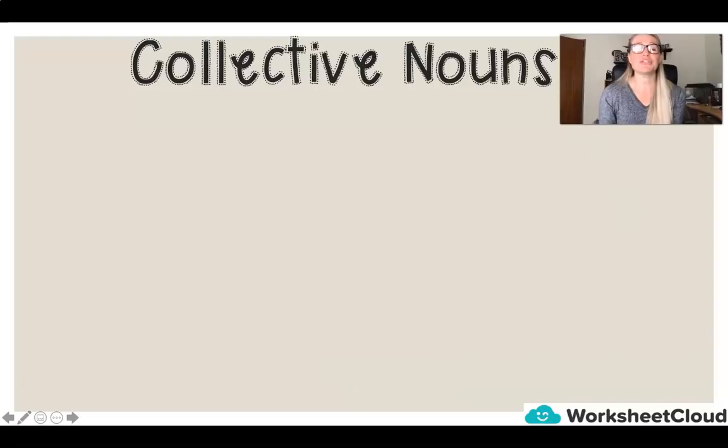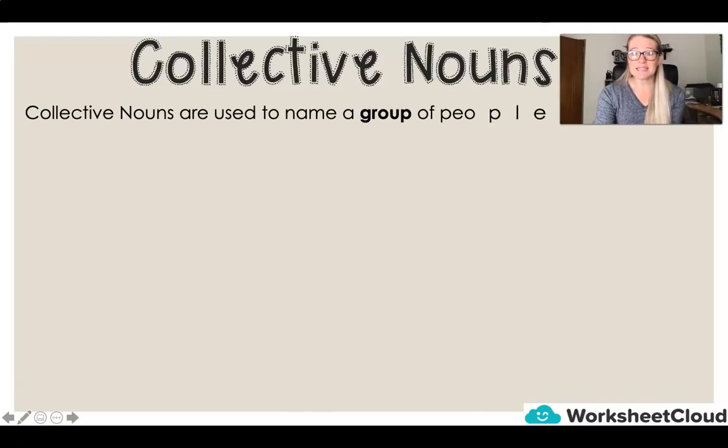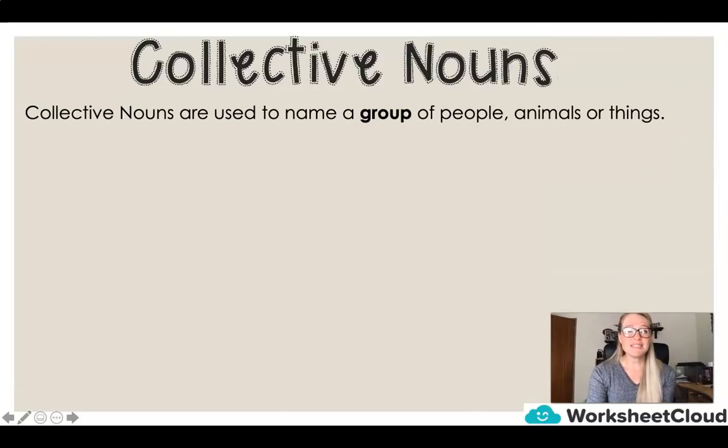Okay, so now we are going to look at collective nouns. And I find collective nouns really fun because there are just so many different types of collective nouns. So what exactly is a collective noun? Okay, collective nouns are used to name a group of people, animals, or things. So if we talk about a collection of people, animals, or things, then we put them together in a sort of term. Right, and we collectively have a name for those particular things.